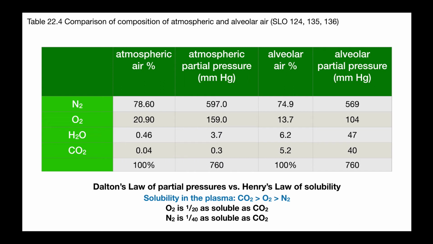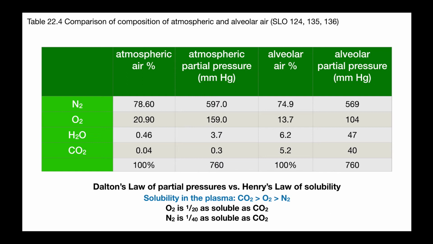Now, this is what I refer to as Dalton's law of partial pressures. That's there to tell us that there is a relationship between how much of a percentage there is of a given gas and how much partial pressure there is. So the total amount of pressure is caused by the amount of that particular elemental gas in the mixture. Now, these values are different if you compare atmospheric air and the alveolar air.